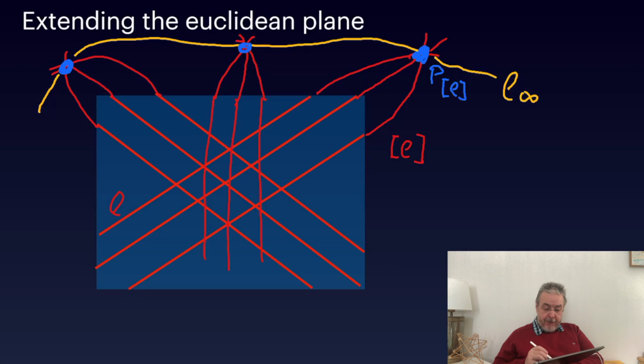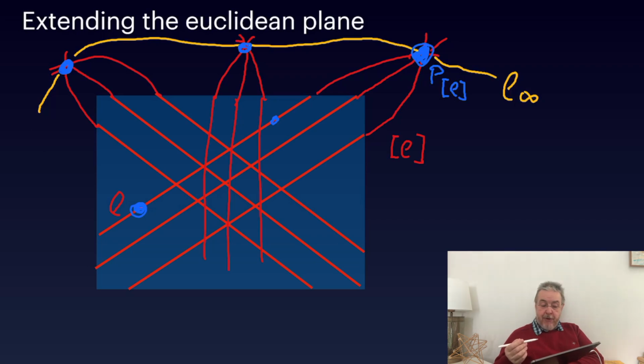So if you have, say, 2 finite points, say this one and this one, there is a line joining them. If you have a finite point and an infinite point, so here and here, there is a line joining them. And if you have 2 infinite points, there is a line joining them.